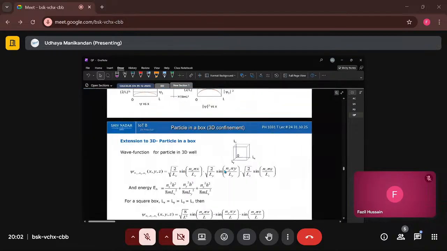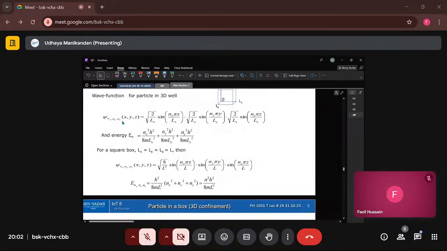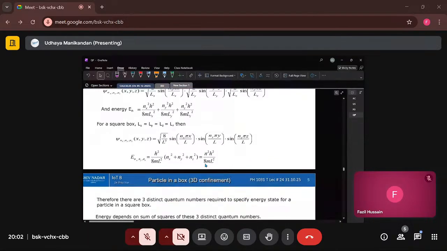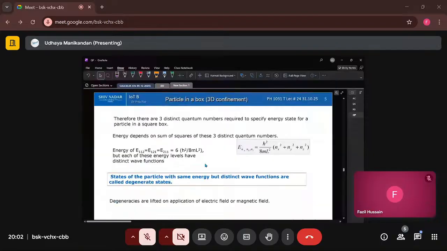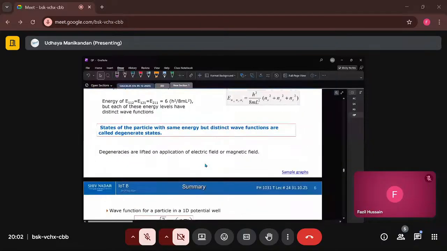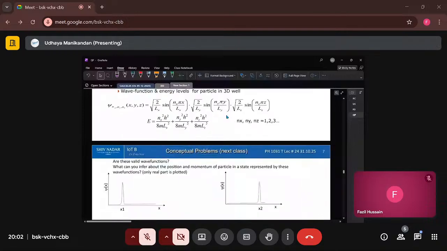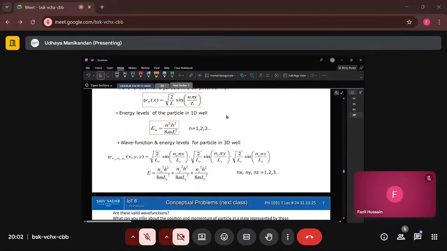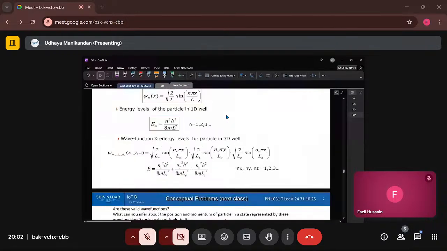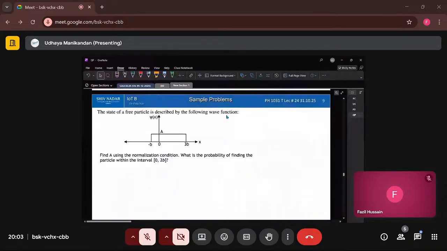Now you can just do all these things. You multiply with 3 dimensions, add with 3 dimensions, and you can do all that, right? And degeneracy also. Yes, the particle has the same energy but distinct wave functions. There are different wave functions because they have different nx, ny and nz. Still, they have the same energy, degenerate states. Okay. So that is the thing.